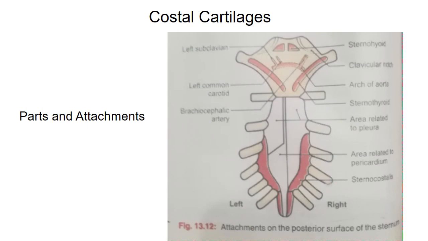Now talking about the attachments on the posterior surfaces of costal cartilages. The posterior surface of the first costal cartilage gives origin to the sternothyroid muscle. This one is the sternothyroid muscle. The posterior surface of the second to sixth costal cartilages receives insertion of the sternocostalis muscle. This is the sternocostalis muscle. While the 7th to 12th costal cartilages give attachment to the transversus abdominis muscle and to the diaphragm.